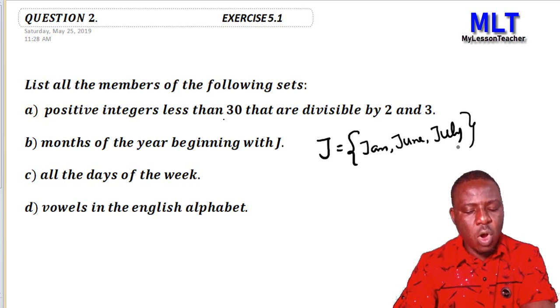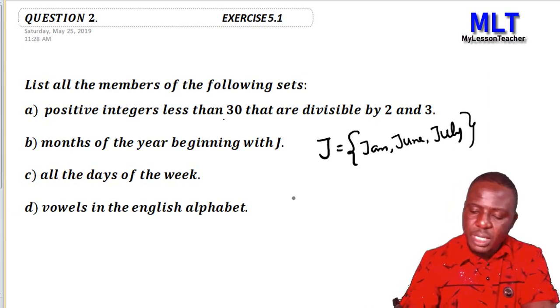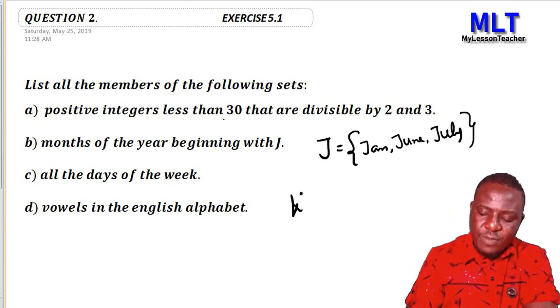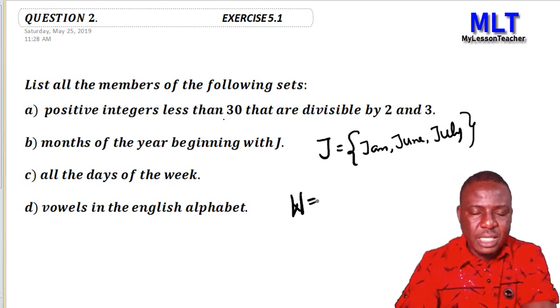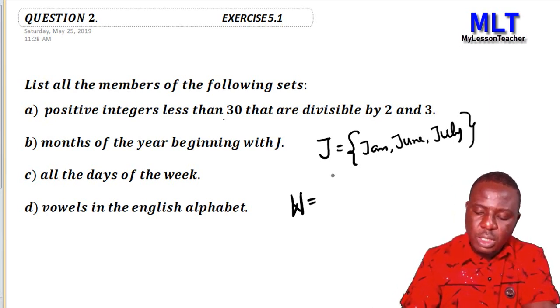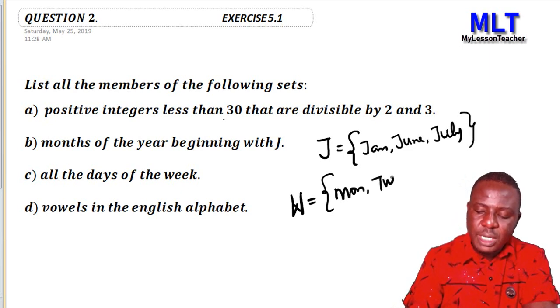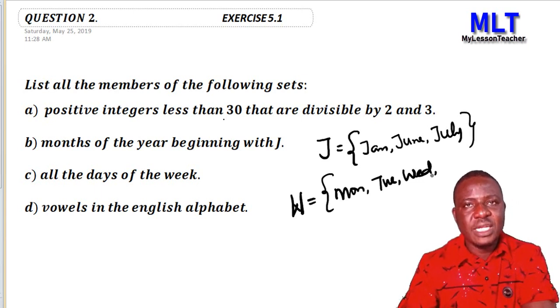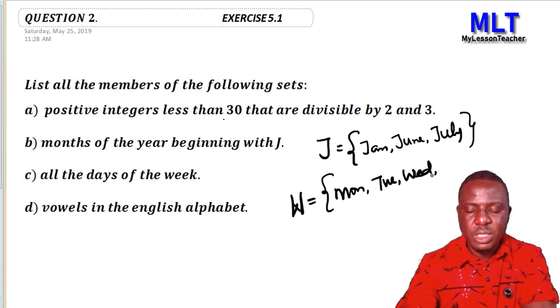C says all the days of the week. We should list all the members of the days of the week. Then if that set is said to be W, it means we have Monday, Tuesday, Wednesday, Thursday, Friday, Saturday, and Sunday, beginning with Sunday, because Sunday happens to be the first day of the week.